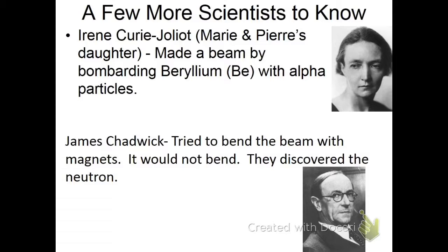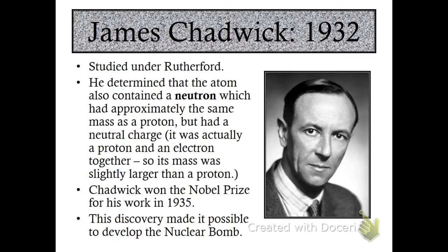Now, there is one subatomic particle we haven't talked about yet, and that is the neutron. It was discovered by Irene Curie-Joliot, who made a beam of particles that turned out to be neutrons, although she didn't know it at the time, by bombarding beryllium with alpha particles. James Chadwick, who tried to bend that beam, couldn't bend it, and figured out that this was the neutron, the neutral particle. James Chadwick's work discovering the neutron won him the Nobel Prize, and it also made possible the development of the nuclear bomb.